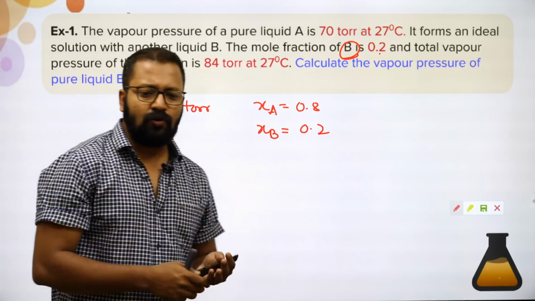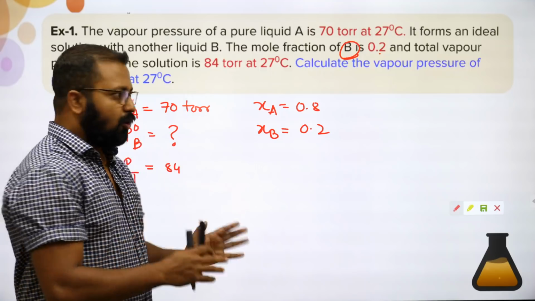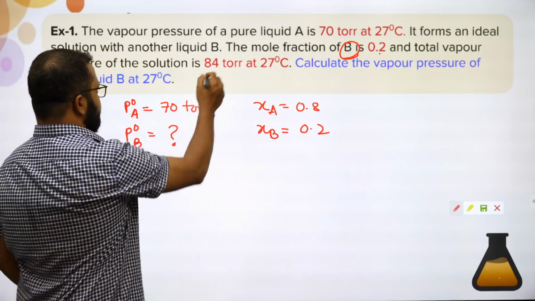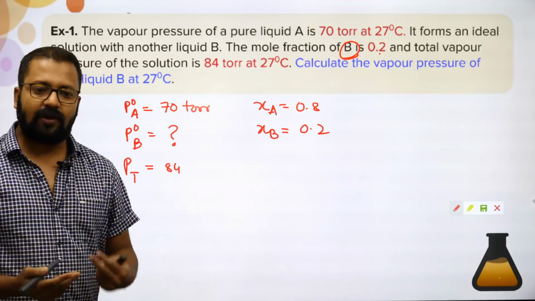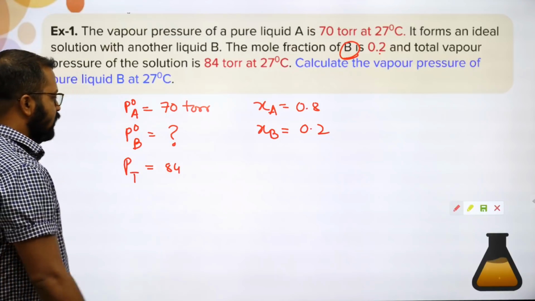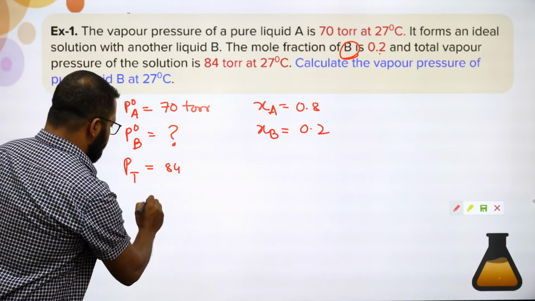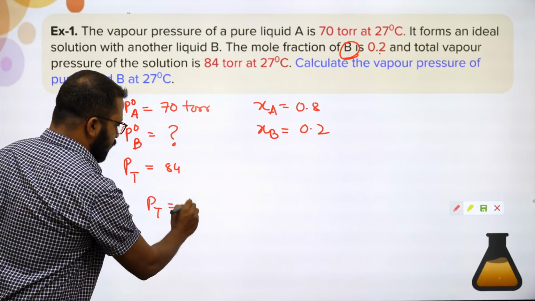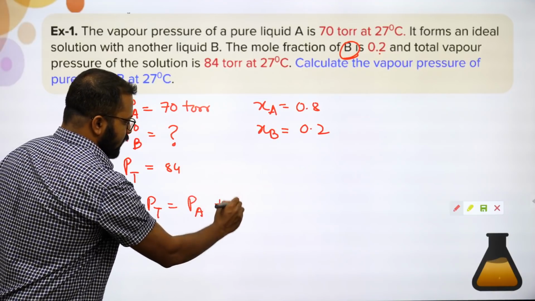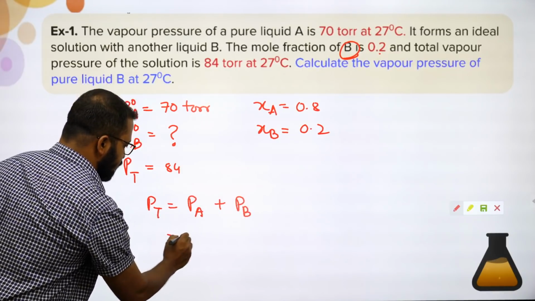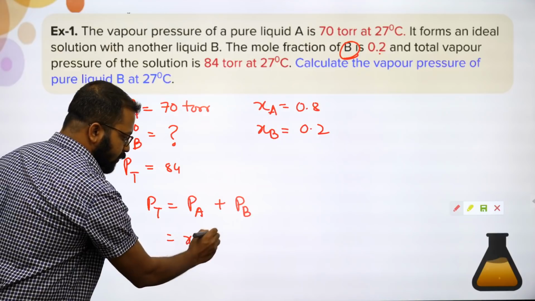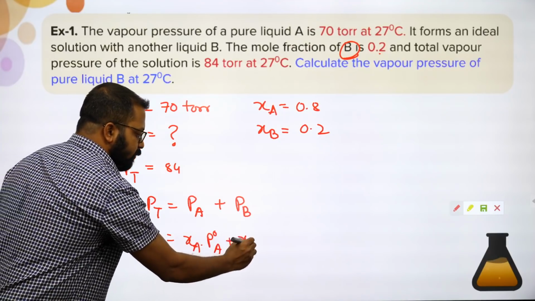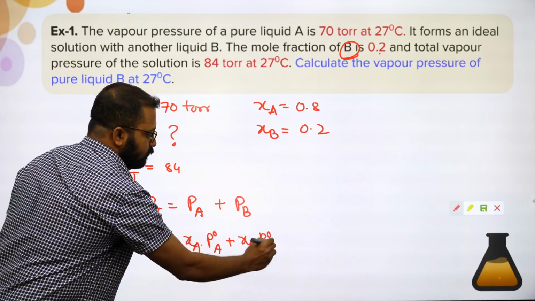Okay, you do not have to convert. You can get the answer in terms of torr. So what will be the pressure? I know that total pressure will be equal to PA plus PB, which is chi A times P naught A plus chi B times P naught B.